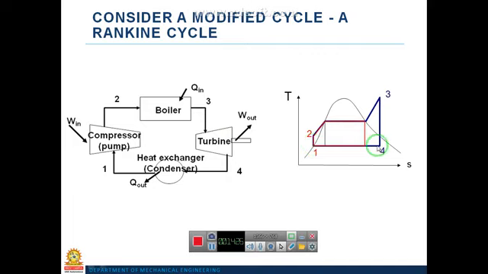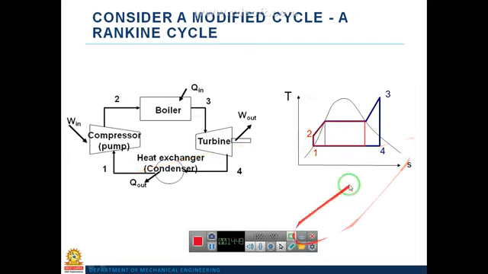This liquid plus vapor mixture, which is the exit of the turbine or inlet of the condenser, is sent into the condenser. What are we doing? We are rejecting the heat at constant pressure. So in the condenser, this liquid plus vapor mixture is converted back to the saturated liquid.